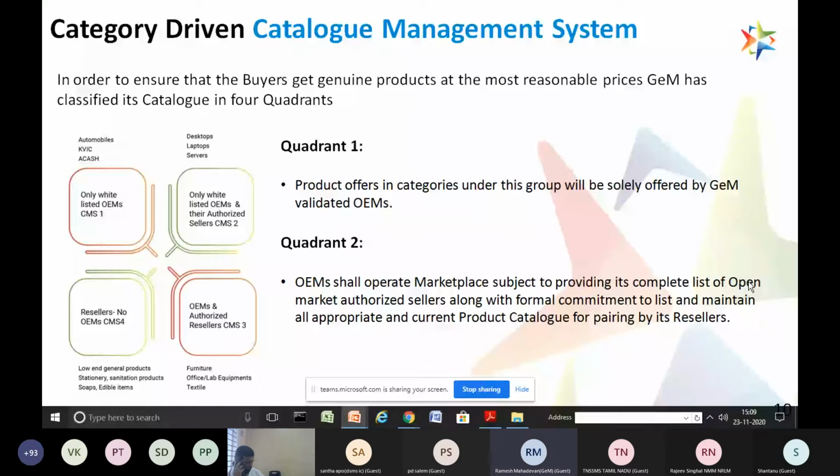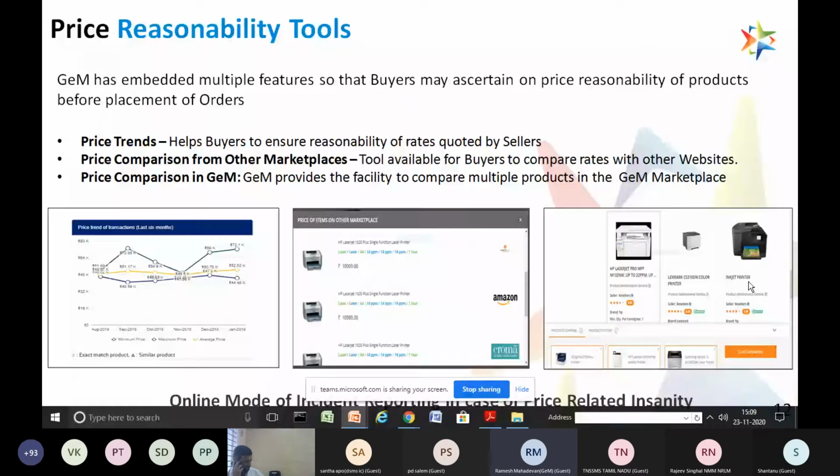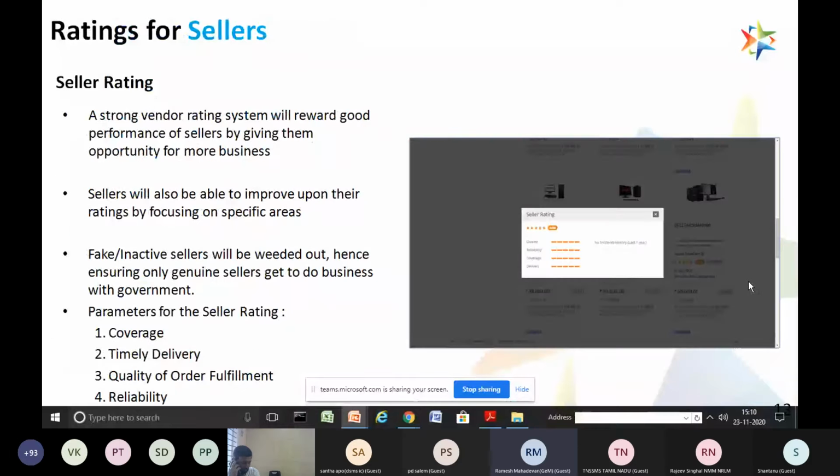There are price reasonability tools available for the buyers, so buyers can compare the trend of the same product being purchased by different buyers at different locations. Up to 9 buyers, they'll be able to see it. They will also be able to compare the products with Amazon or Croma or any of the online sites, and they can also compare the products within the portal. These are the various reasonability tools available for the buyers.